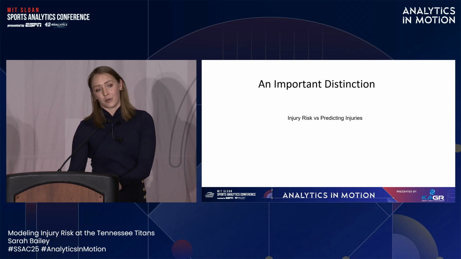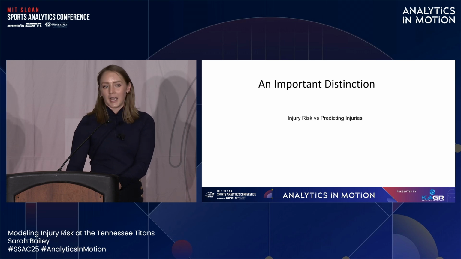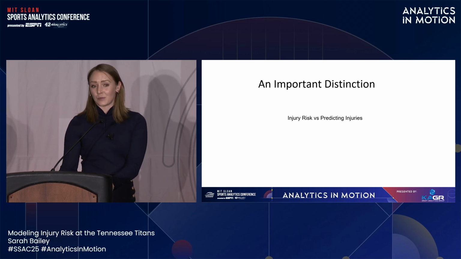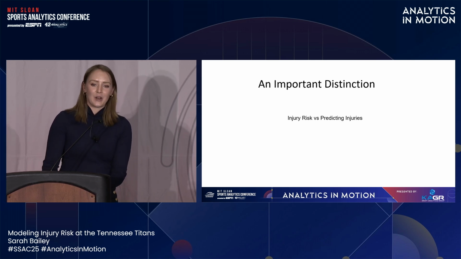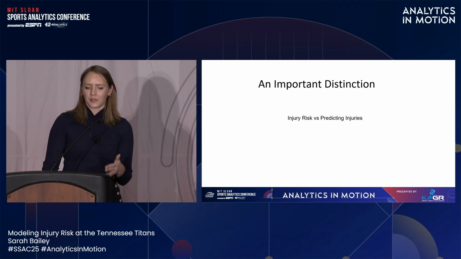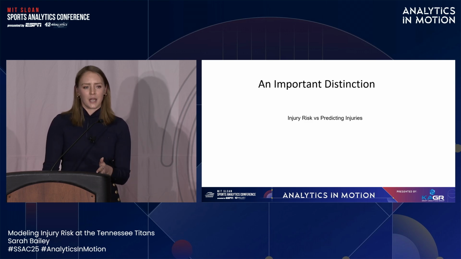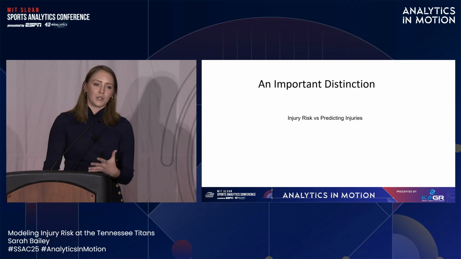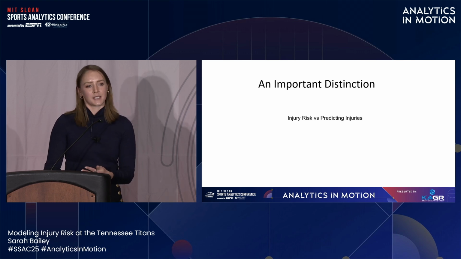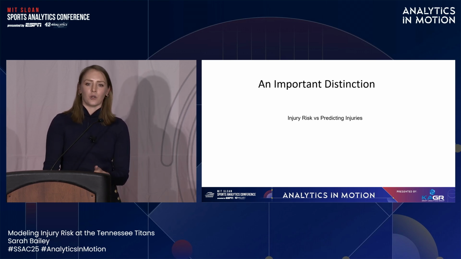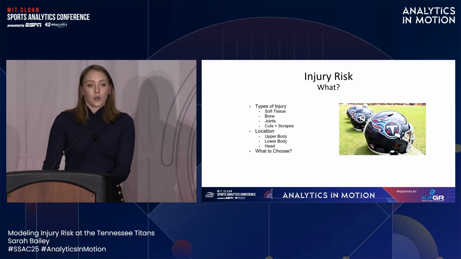So the first thing I want to talk about is a very important distinction between injury risk and predicting injuries. This does not aim to predict injuries. I find that that's hard to do, and it's very difficult to say this singular injury at this place at this time is going to occur. Whereas when you look at risk, you can talk about different things that might impact it, and you can actually be actionable on that.